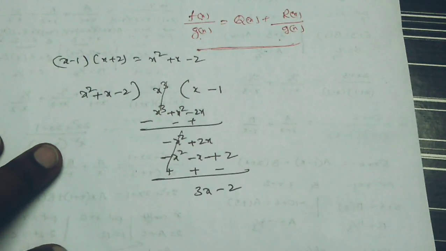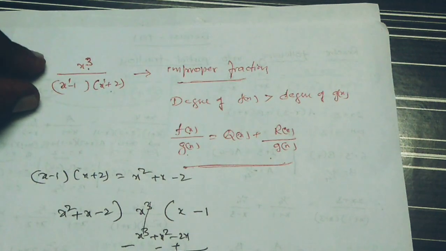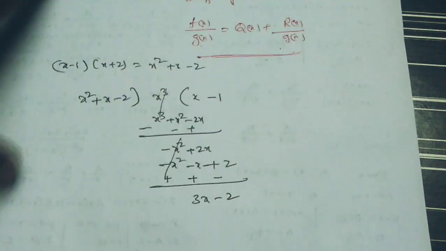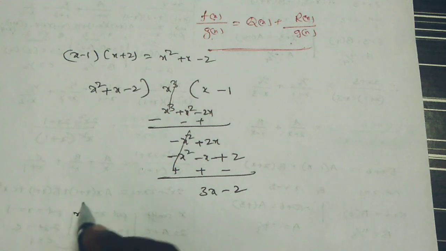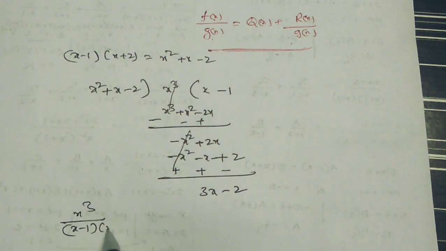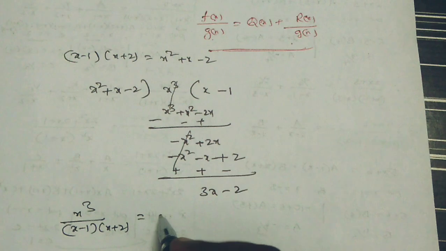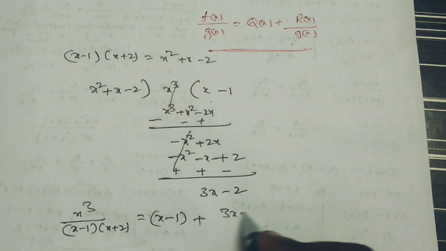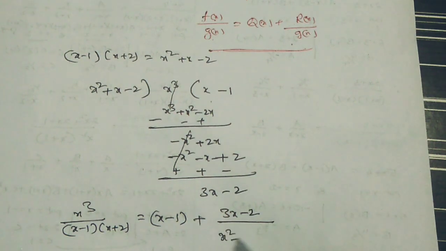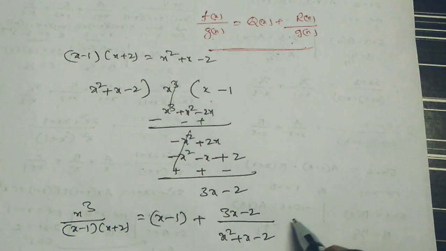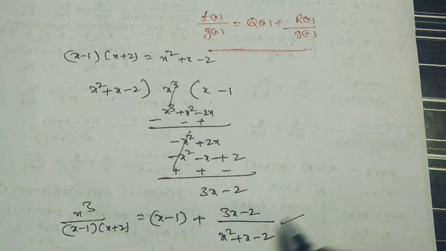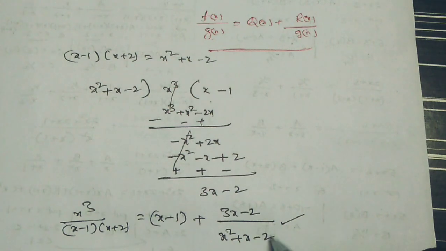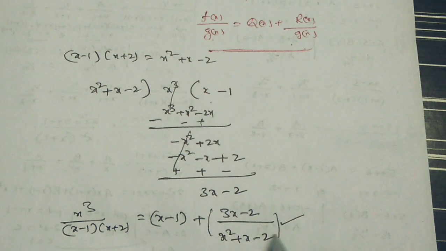Is it clear? So, the given improper fraction can now be written as, that is, x cubed by x minus 1 into x plus 2 can be written as quotient, that is x minus 1, plus remainder whose degree is 1 by divisor x square plus x minus 2. Now what do we have to do? According to type 5, we have to resolve this into proper partial fractions. This is a proper fraction. This proper fraction must be split into partial fractions.